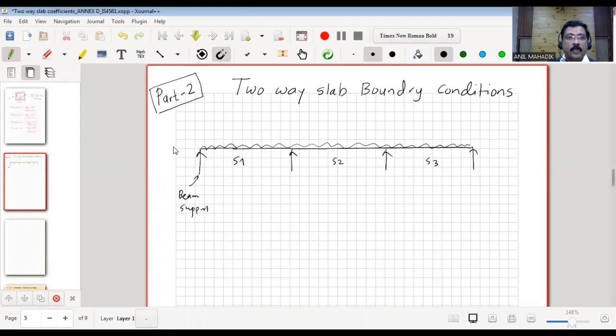Now you can see that there is no slab on the left side of S1, and for S3 also, to the right, there is no slab. If you consider S2, to the left side there is the S1 slab, and to the right side of S2 there is S3. That means there is continuity over here for S2, and also here. So if I draw the bending moment diagram, as there is no slab to the left of S1, I will consider this as simply supported, or this edge we generally call a discontinuous edge. Discontinuous, because there is no slab continuing here.